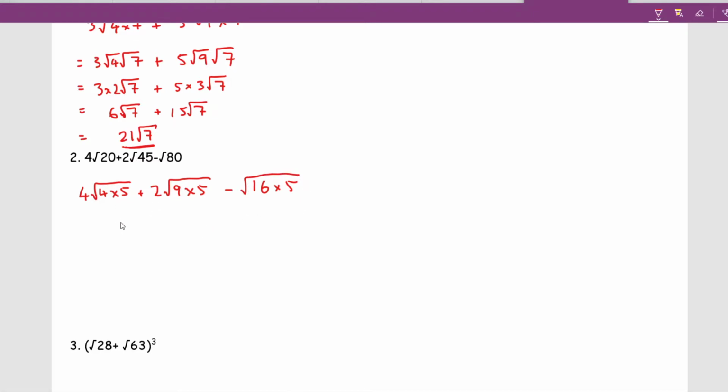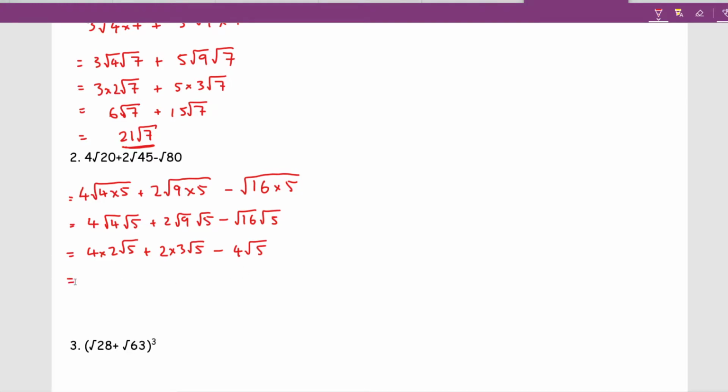I'm going to go and split this up. So I've got 4 times root 4 root 5, plus 2 root 9 root 5, minus root 16 root 5. So what I get here is 4, the square root of 4 is 2, so 4 times 2 root 5. That root disappears because I square rooted the 4. Likewise, the square root of 9 is 3, so I get 2 times 3 root 5. And similarly, the square root of 16 is 4, root 5.